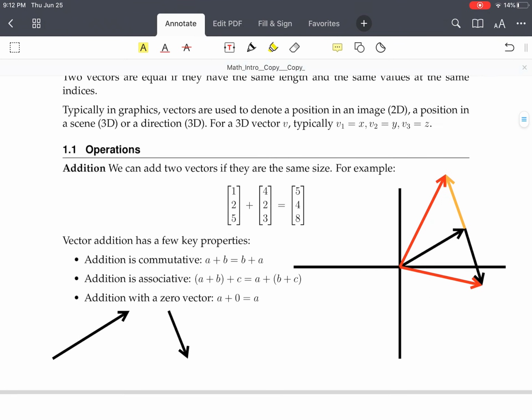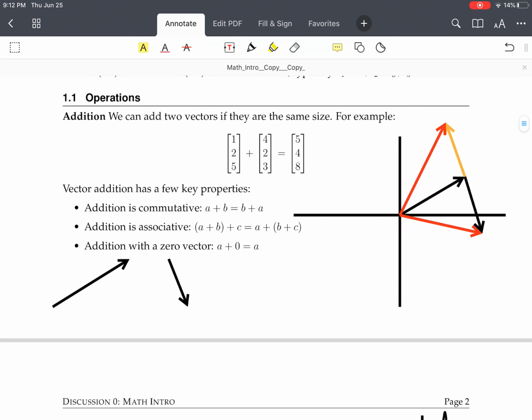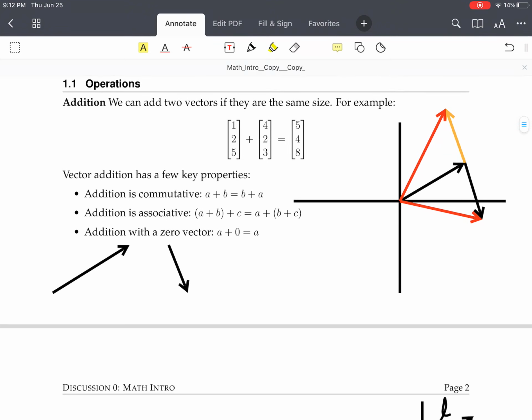So let's talk about some operations with vectors. Some of the most basic operations are addition and subtraction. For addition, you can add two vectors as long as they're the same size, and it's element-wise addition. So 1 plus 4 equals 5, 2 plus 2 equals 4, so on and so forth, and that's how you add the vectors. And vector addition has a few key properties.